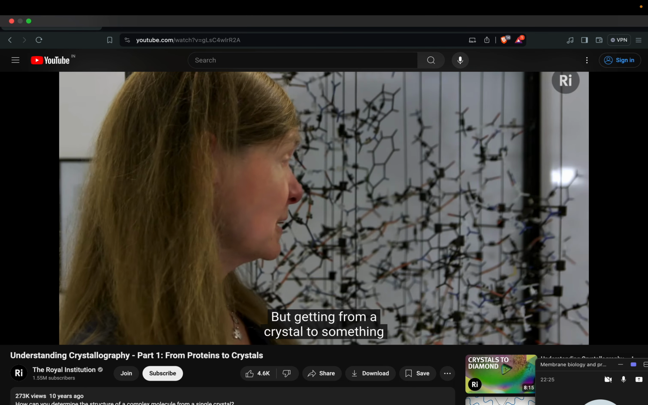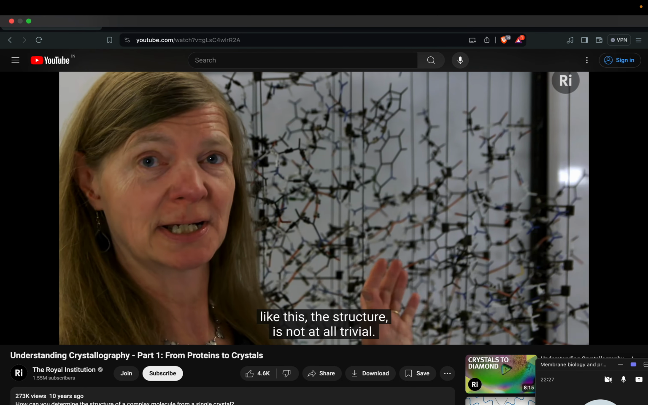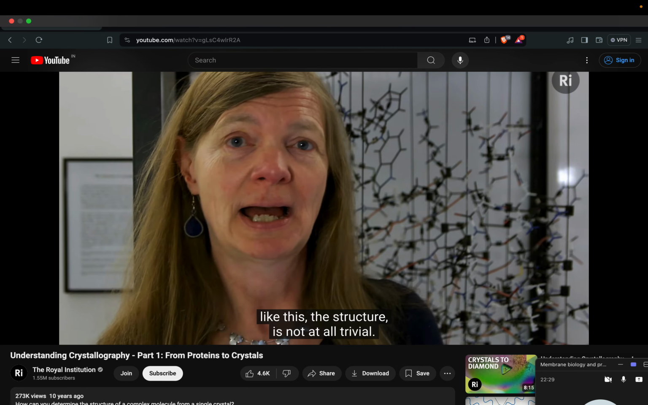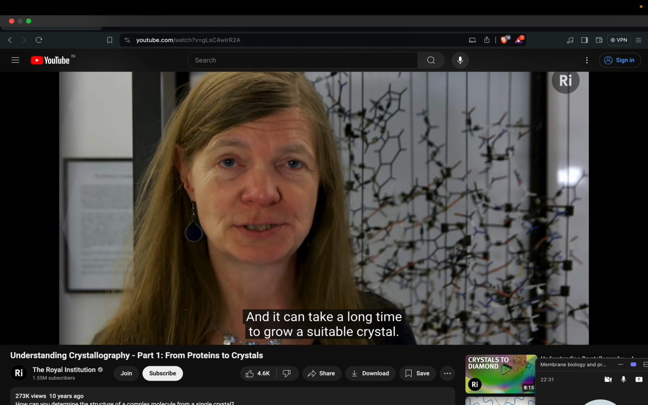But getting from a crystal to something like this, the structure, is not at all trivial, and it can take a long time to grow a suitable crystal.